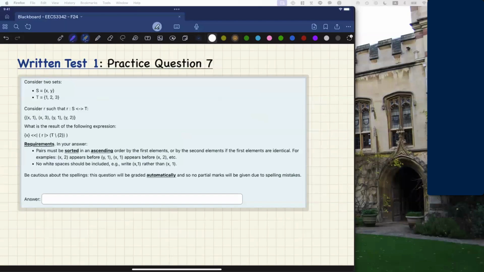Okay, so we want to compute this expression here. All right, guys, how about test, yeah, question?